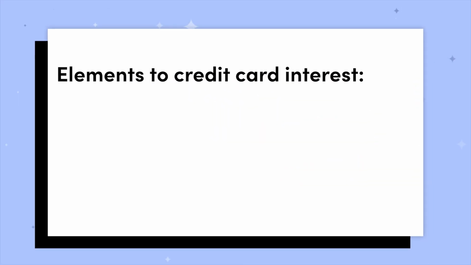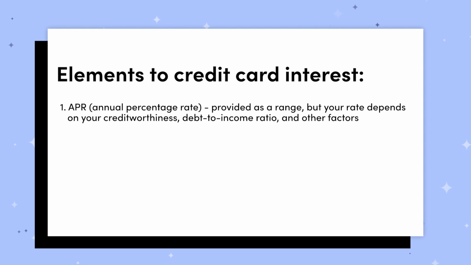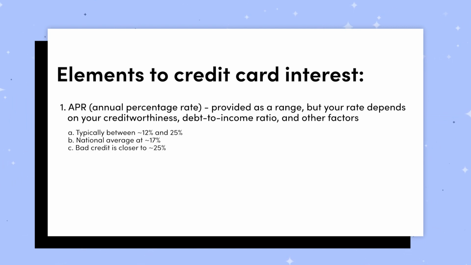And there are four main elements. The first thing is your APR, your annual percentage rate. This is usually provided as a range, but your particular rate will depend on your creditworthiness and other things. Typically, it'll be anywhere from 12 to 25%, with the national average being about 17%. And if you have bad credit, it's closer to 25%.